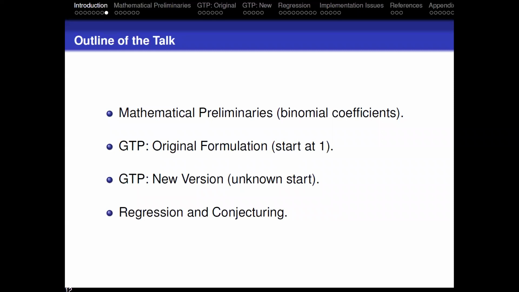All right, so for the talk, what I want to do is give a quick sense of what the mathematical preliminaries are, mostly just binomial coefficients. I'll talk about the original formulation of the problem where you start at 1 in great detail. And then I'll give a sketch of how you would do it in the general case. And then as time permits, I want to talk about some of the issues that happen when you try to apply this in the real world.